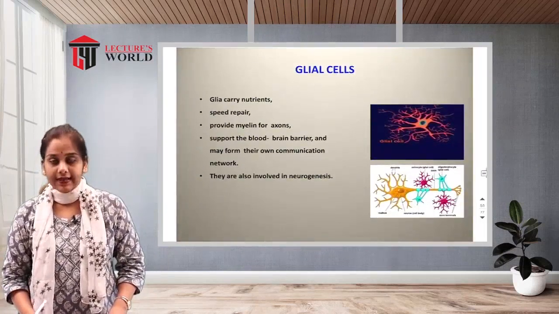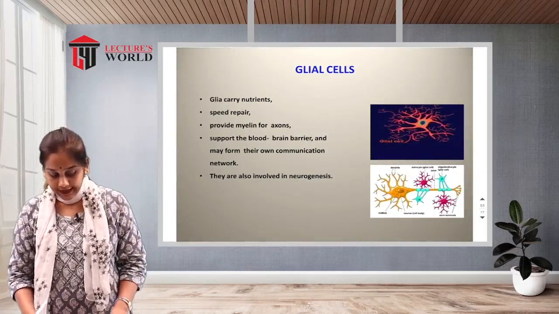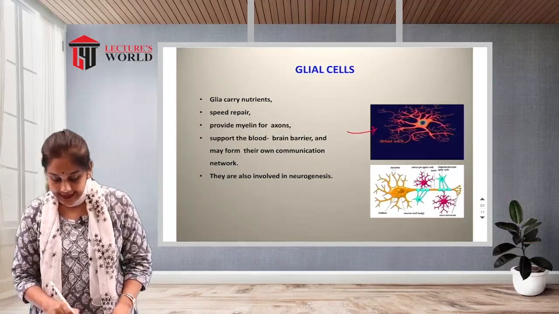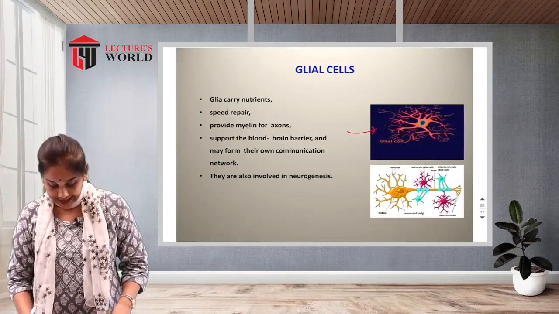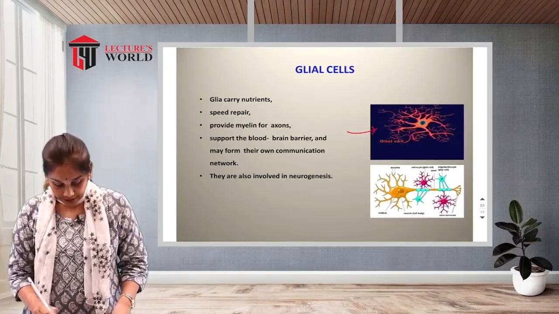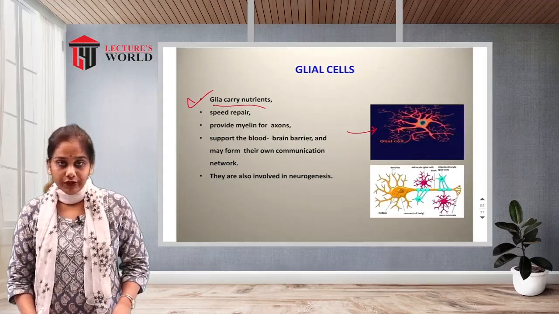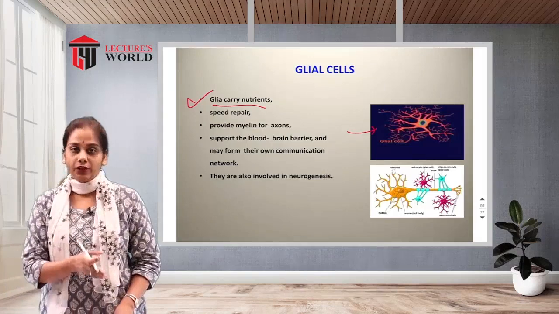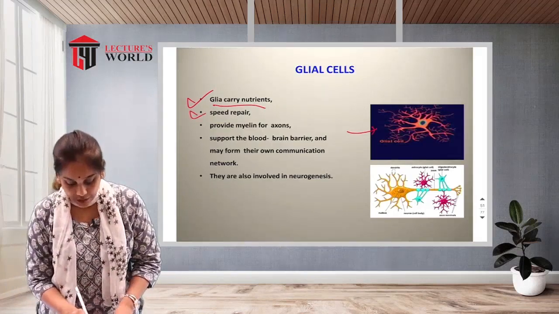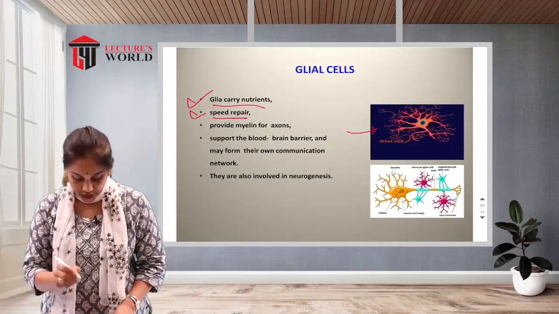Now the next one is glial cells, or we can say neuroglia. Glial cells carry the nutrients. See, this is the figure of the glial cells. They carry the nutrients towards the neurons. Then they are helpful for the speedy repair of neurons from injury.